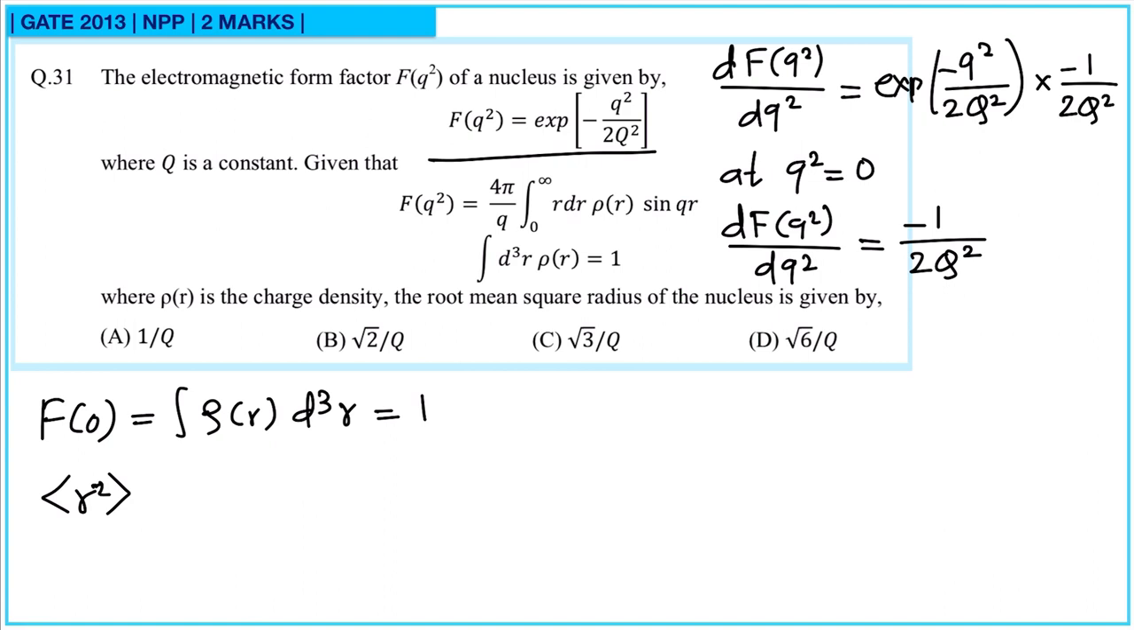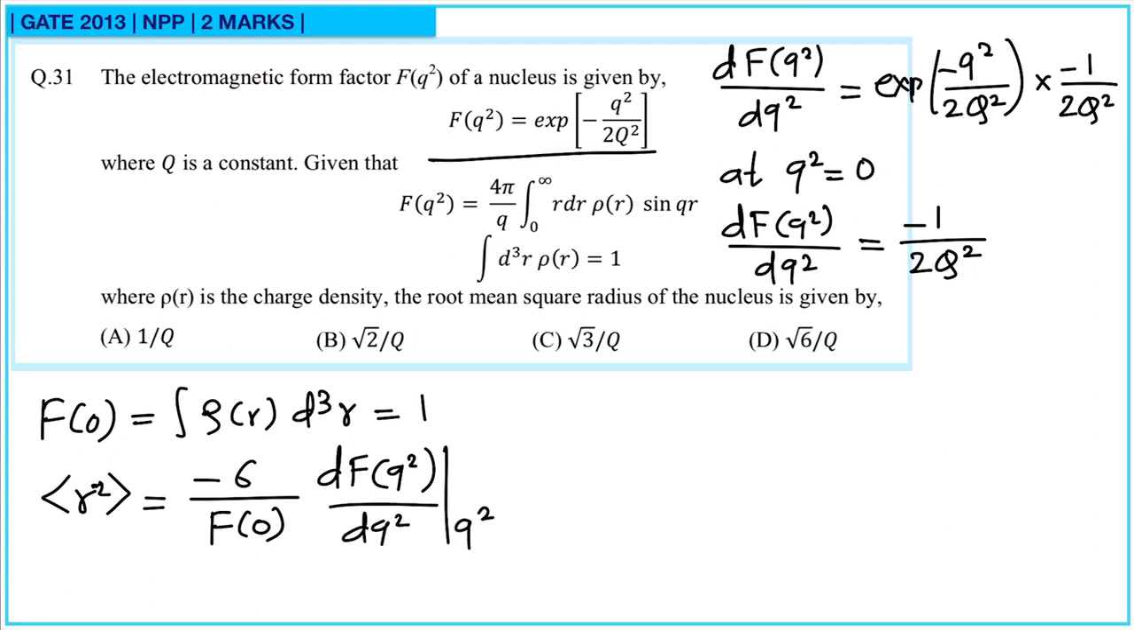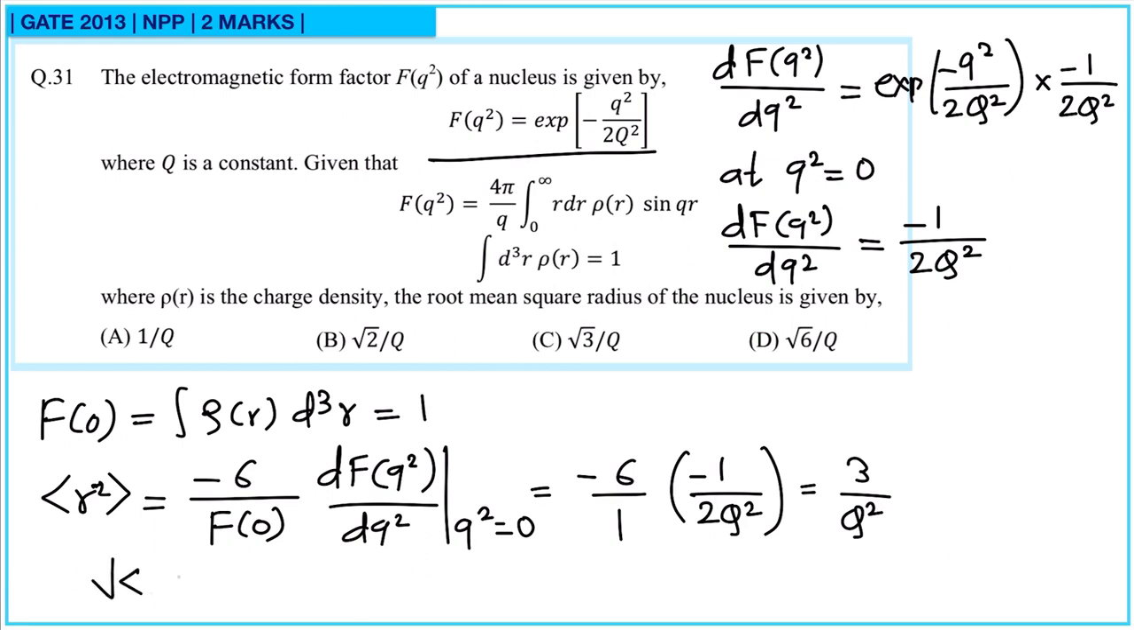Now the average value of r square is equal to minus 6 f of 0, then we have df by dq square when q square is equal to 0. So this will be minus 6 upon 1 into 1 by 2q square, and this comes out to be 3 by q square. And for RMS value, this will be the square root of this, so that will be root 3 by q. So option C is correct.